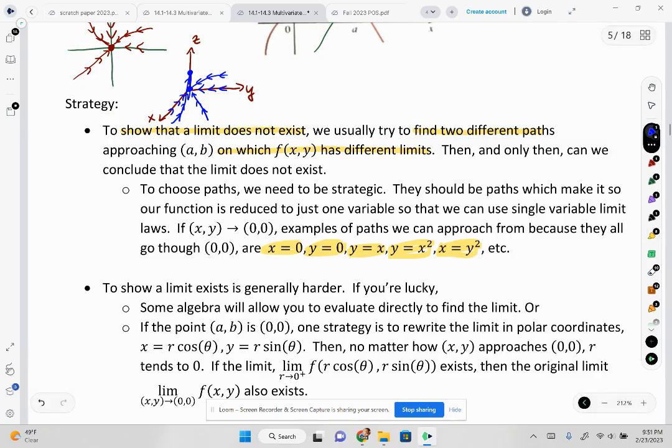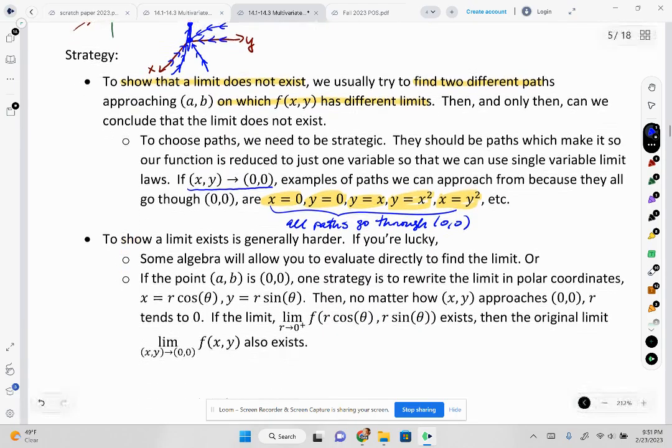But the point of these particular paths is that we're having (x, y) approach (0, 0), and all of these paths go through (0, 0). So I wouldn't pick a path that doesn't go through the point that I'm trying to get to, right? I have to pick a function that actually goes through that point, and then I can actually take a limit then. Okay, we'll do some examples with the paths, but for now, let's keep looking at our strategy.